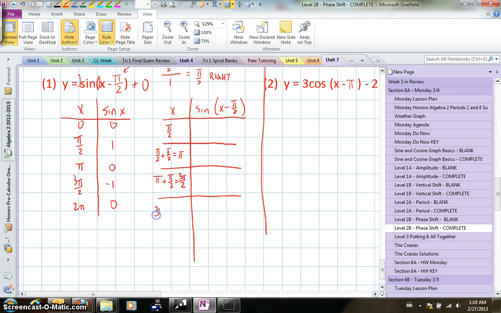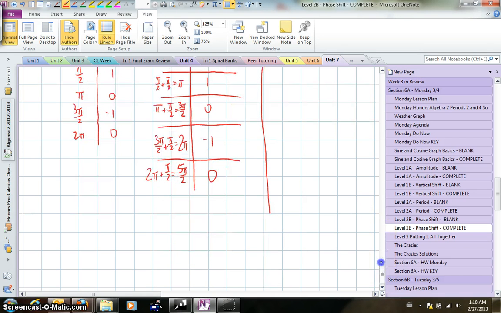Then we've got 3 pi over 2 plus pi over 2. That leaves us 4 pi over 2, which is just 2 pi. And then lastly, when we add 2 pi and pi over 2, we get a common denominator. In the end, we end up with 5 pi over 2. And so we've got 0, 1, 0, negative 1, 0. And our graph will look like this.